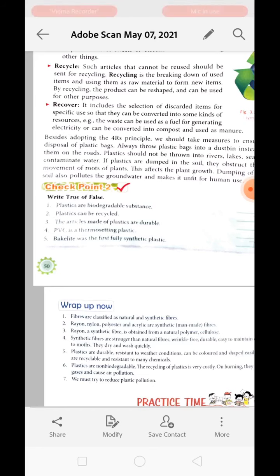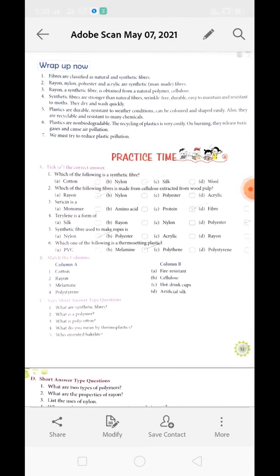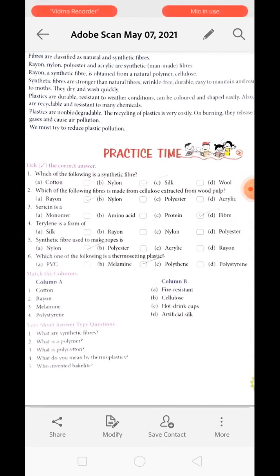Now fifth question, Bakelite was the first fully synthetic plastic. True. It was discovered by Leo Baekeland. Okay, so it was the first fully synthetic plastic. So it is true. Now let's move to the A section of the practice time. See over here the question: which of the following is a synthetic fiber?